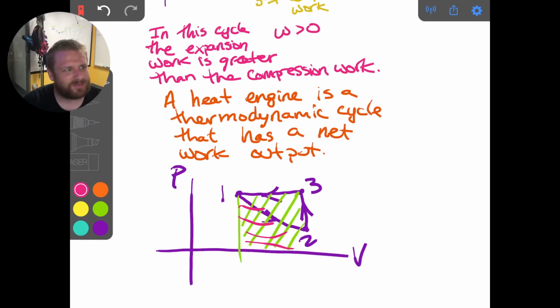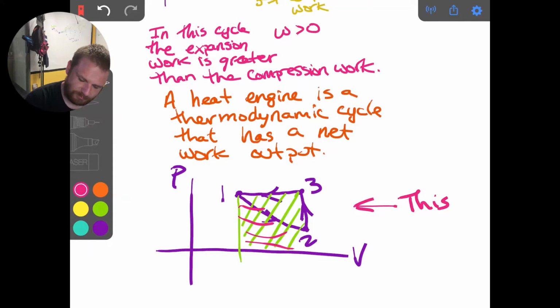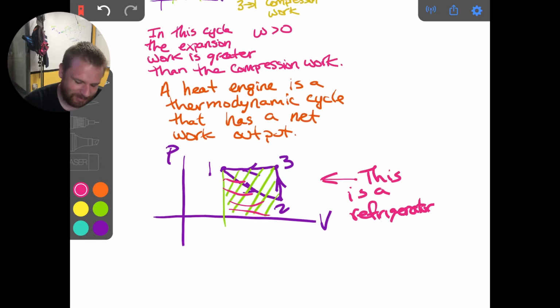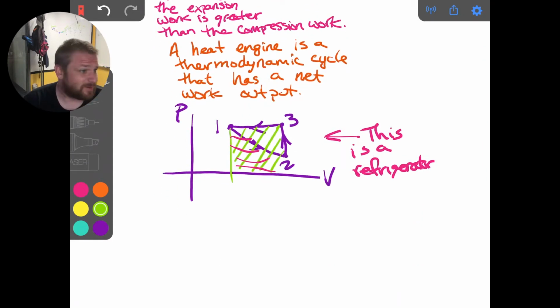Does anybody know what we call this device we put more work into than we get out? This is an example of a refrigerator. I think somebody called it a cold engine in another class, which I think is kind of a funny play on words, heat engine and cold engine, but this is not a heat engine. And so any process that is a clockwise loop, has a clockwise sequence on the PV diagram, is going to be a heat engine.